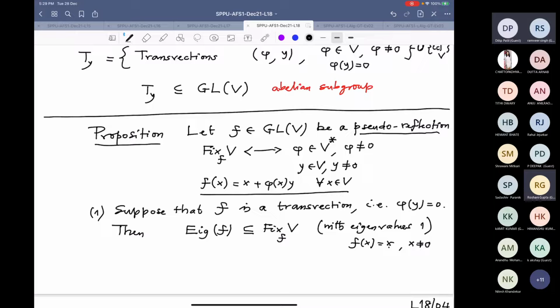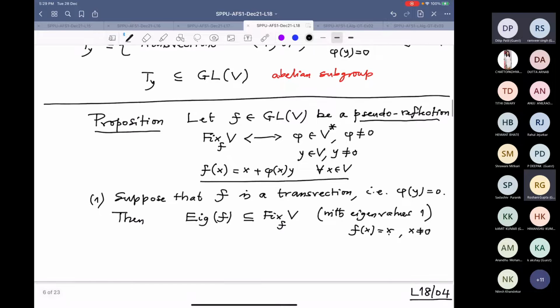That is obvious. But I said there is no other eigenvalue. There is no other eigenvector other than the fixed points. That one has to prove. All right, so that I am not going to prove. This is an easy statement.